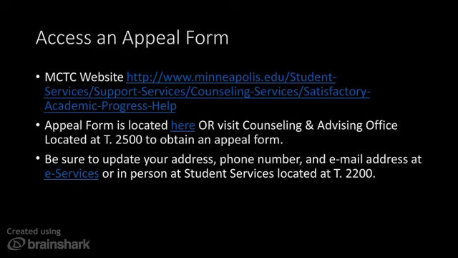How to access an appeal form. Appeal forms for satisfactory academic progress and financial aid may be located in several locations. The first is the Minneapolis Community and Technical College website, which a link is provided in this slide. If for some reason you are unable to print, appeal forms can be located and picked up at the Counseling and Advising office located at T2500.